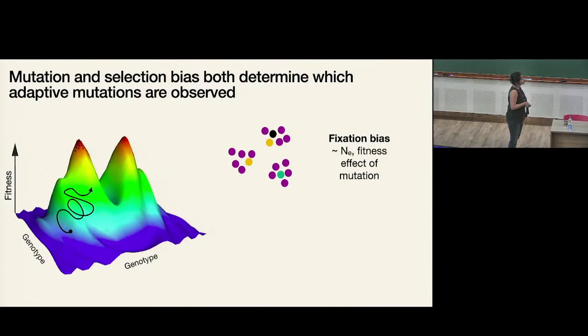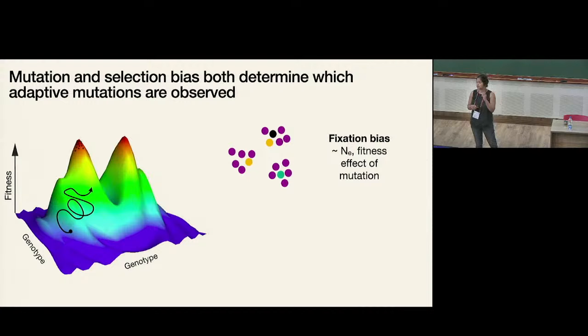Now, what determines which kind of mutations are going to be observed during such adaptive processes? The first thing that should come to mind with what you've learned already is fixation bias, which depends on fitness effects of mutations as well as the population size. Imagine there are 3 different populations that are evolving and adapting in the same environment, and in each case we're finding that the purple allele is fixing or is at high frequency.